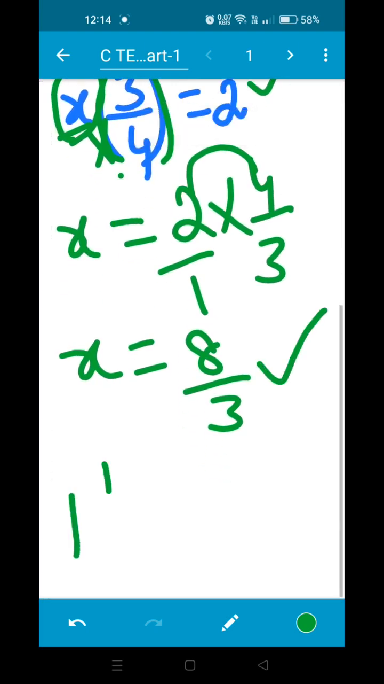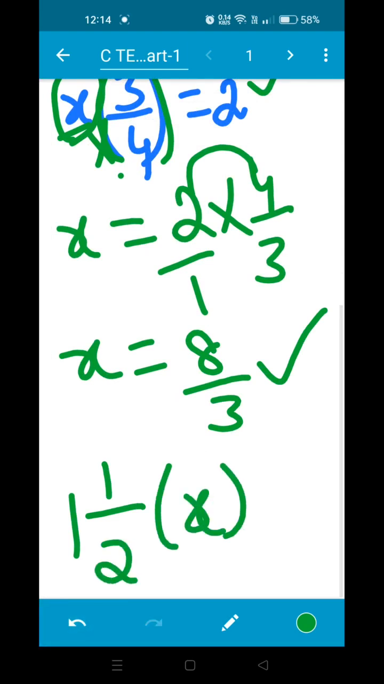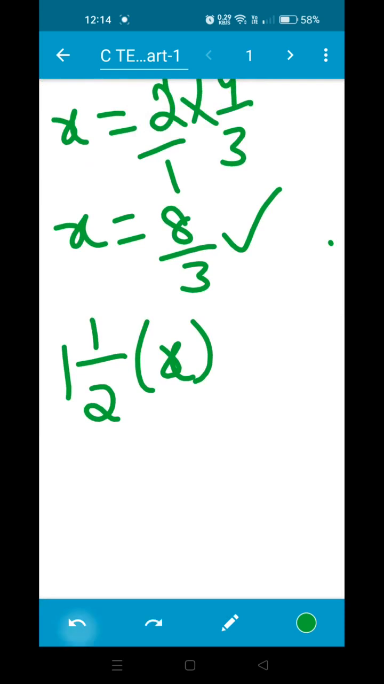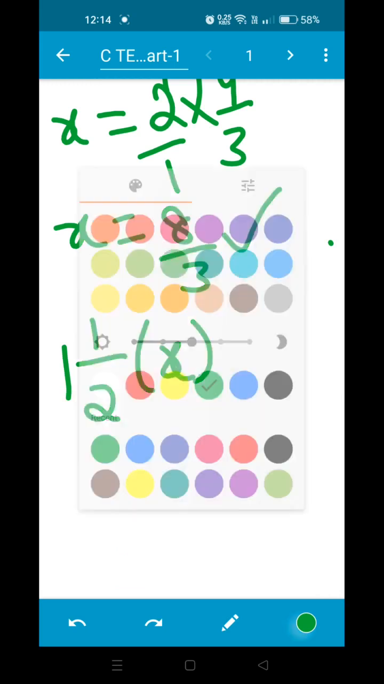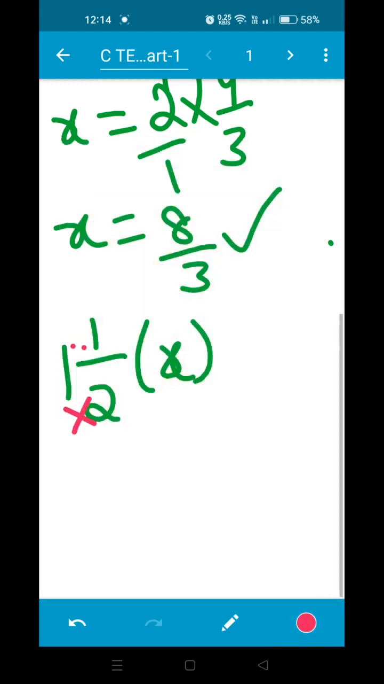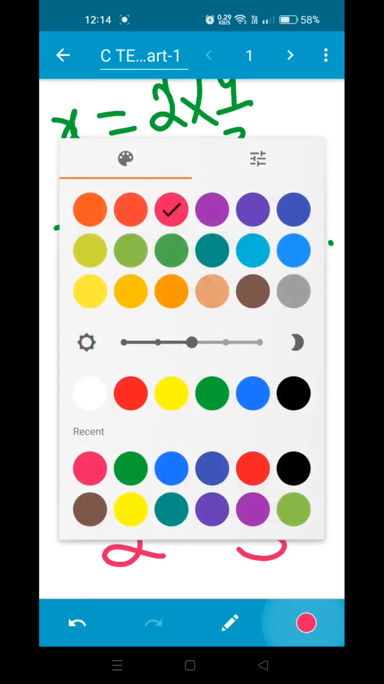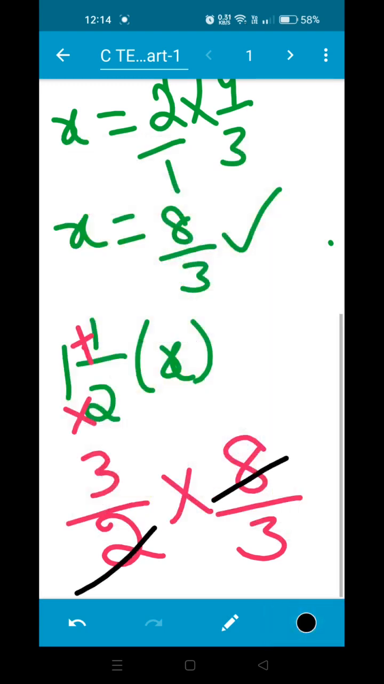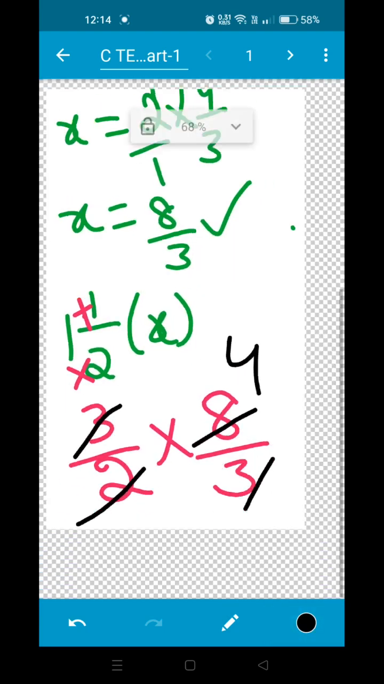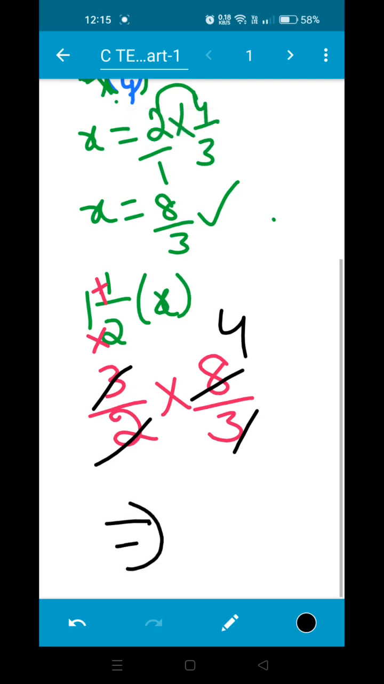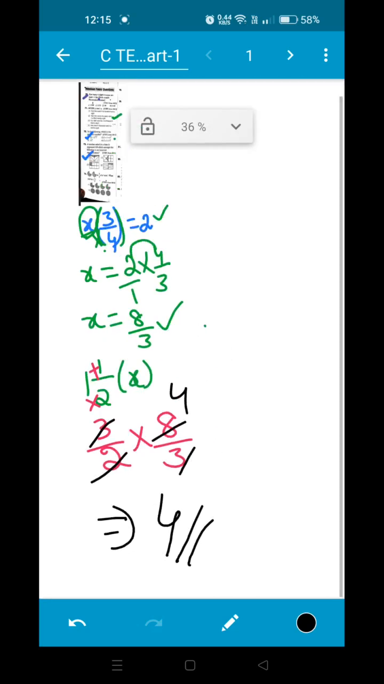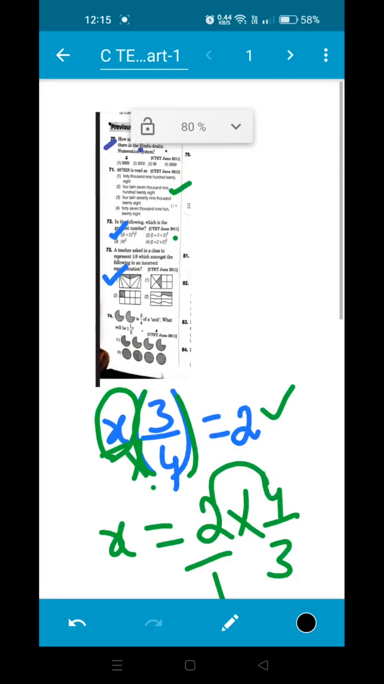Now what is our question? 1 and half of x. 1 and half of x means 1 and half into this x value. How do we convert this mixed fraction into a fraction? We multiply and then add: 2 1s are 2, 2 plus 1 is 3. So 3 by 2 into the x value, 8 by 3. Now we can cancel here, right? 2 1s are 2, 2 4s are 8. The 3 gets cancelled. So finally 1 and half of x is the answer, 4. Okay, this is question number 74.